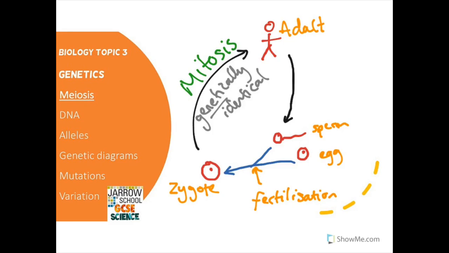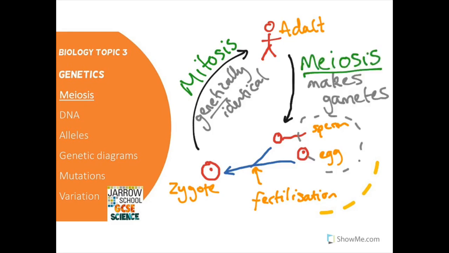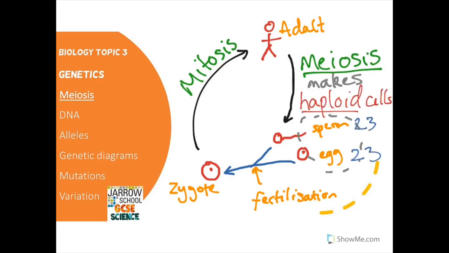So the DNA found in the zygote is exactly the same DNA that's found in every cell in the adult body. So we're going to be looking at a different type of cell division now, which is called meiosis, and this makes either the sperm cell or the egg cell, which collectively are known as gametes. So meiosis makes these sex cells, which are called gametes, and what has to happen is the DNA in the gametes needs to half so they can both fuse together to make a cell which has all of the DNA.